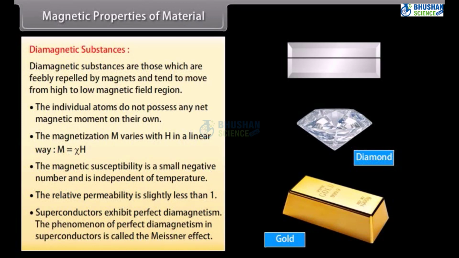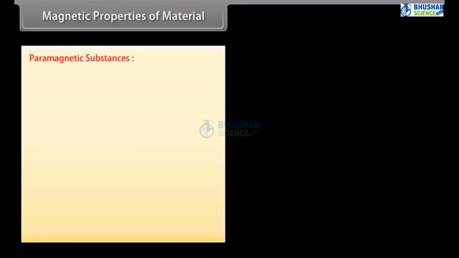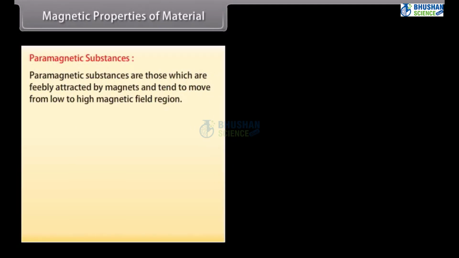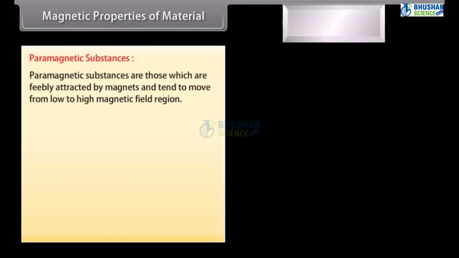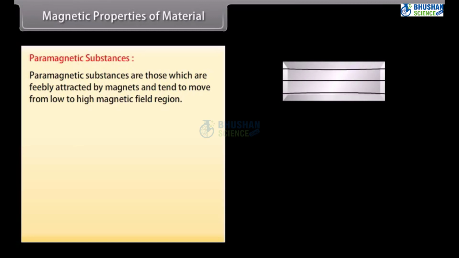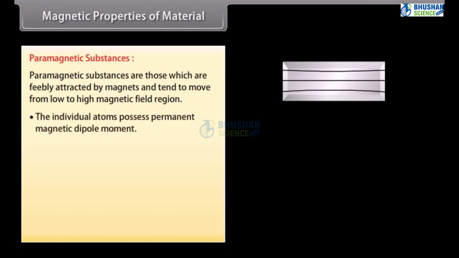The phenomenon of perfect diamagnetism in superconductors is called the Meissner effect. Paramagnetic substances. Paramagnetic substances are those which are feebly attracted by magnets and tend to move from low to high magnetic field region. The individual atoms possess permanent magnetic dipole moment.